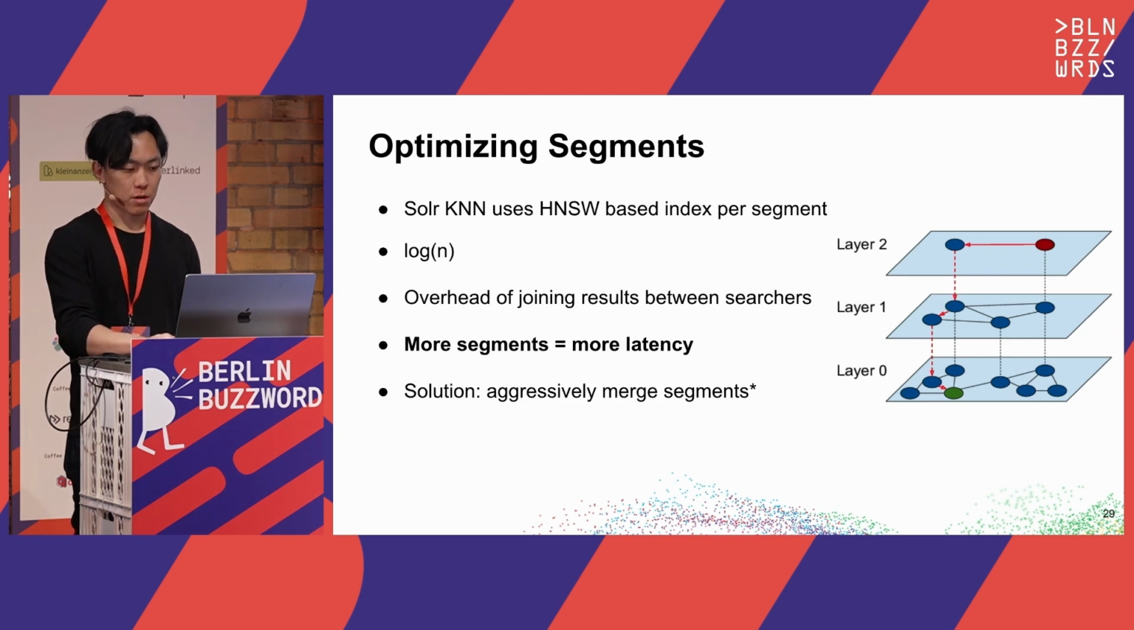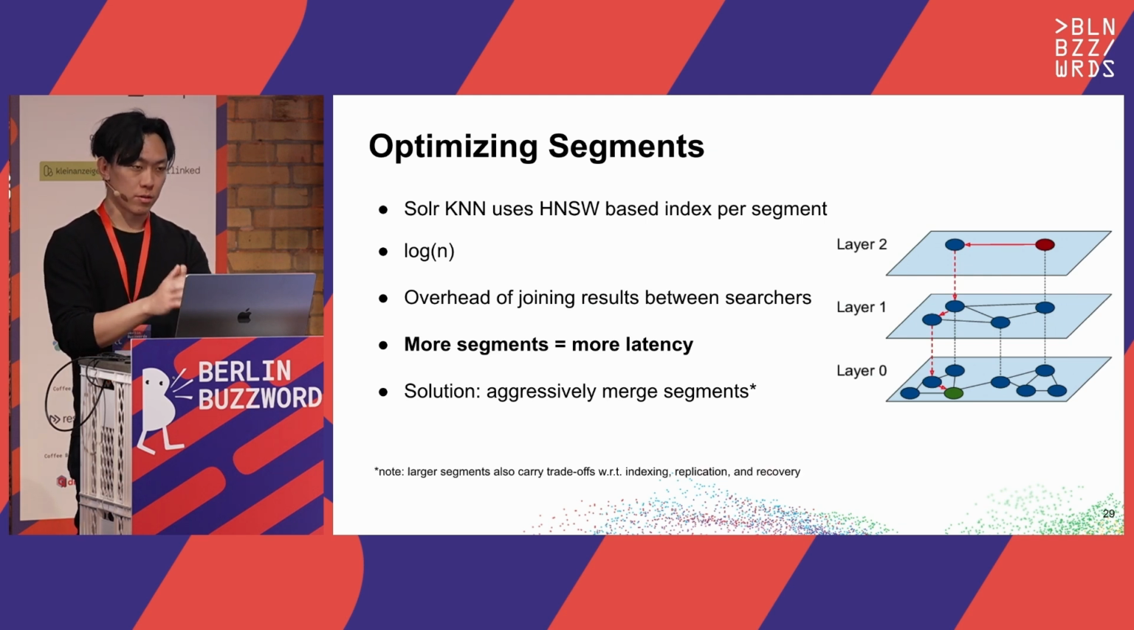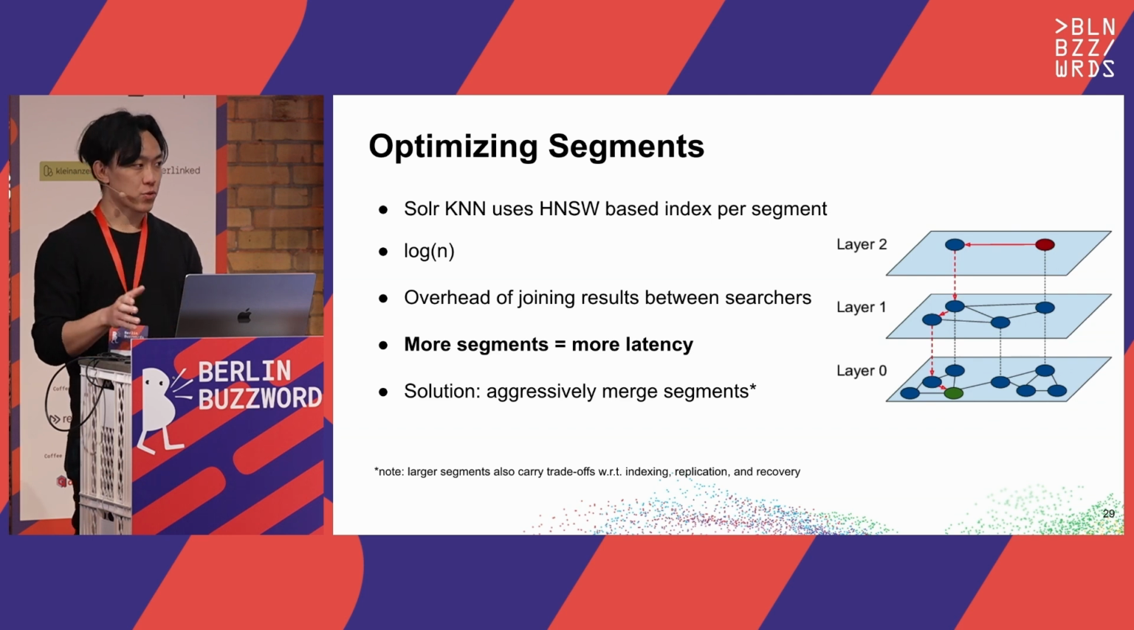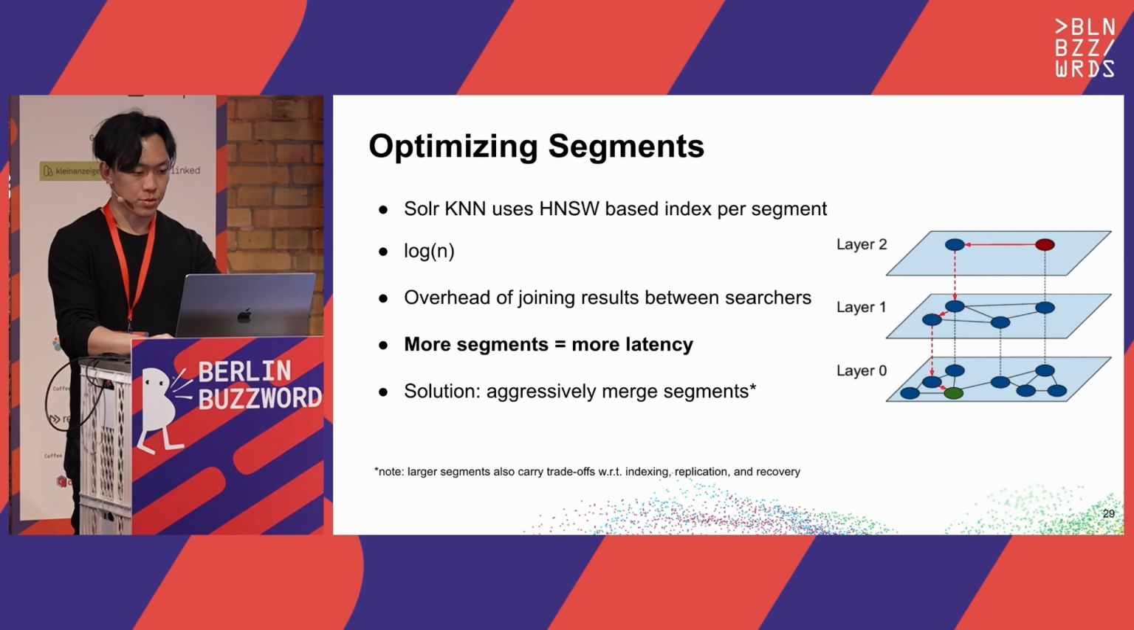So the solution here: what if we change our merge policy to more aggressively merge down these segments into fewer segments, consolidating my index? It is worth noting, though, that as with everything in engineering, this comes with trade-offs. By having larger segments, you're going to probably incur some costs when it comes to indexing time, replication, and potentially recovery. So please note that if you do choose to go down this road.